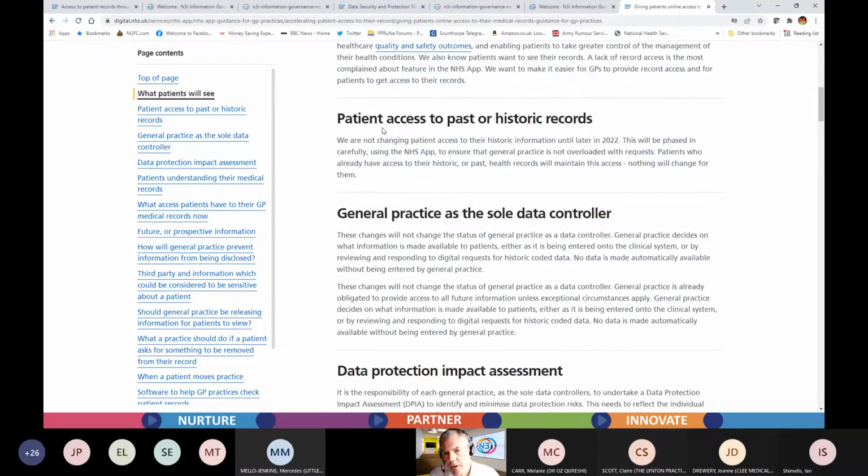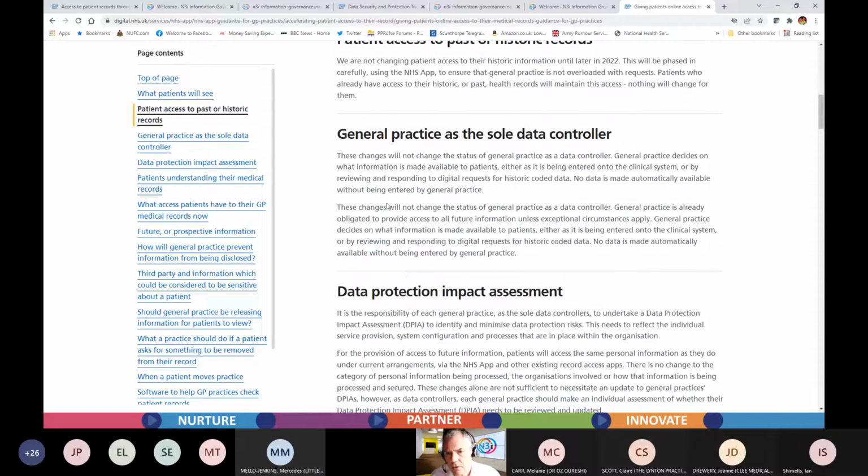It's clear that patients aren't getting access to their historical record unless they've asked and you have provided that to them, because that hasn't changed.